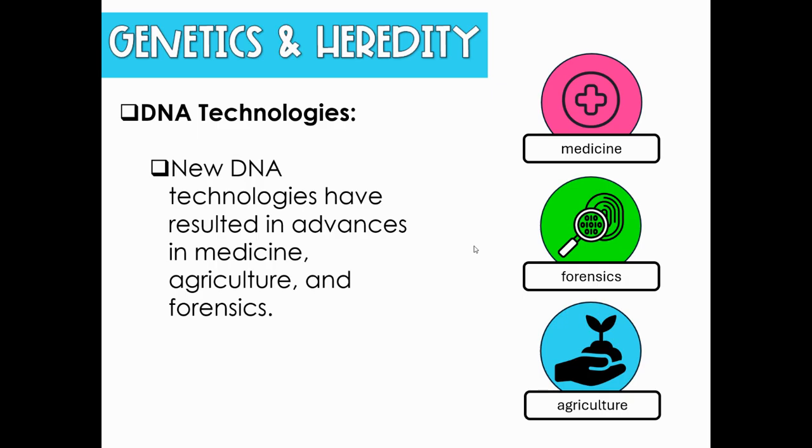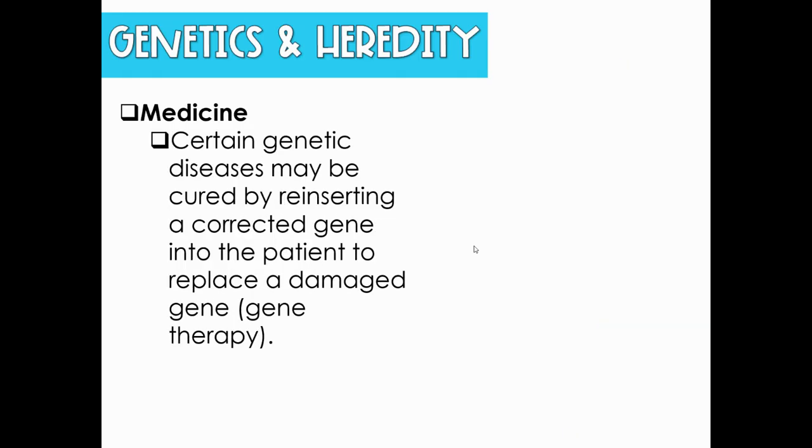Now, we have learned so much about DNA in the past 20, 30, 40 years. And so this information, the things that we know about DNA technology and the research that's been done, is being used in a lot of good ways. And so we've talked about some of these good things that what we know about DNA has allowed us to do. We have advancements in medicine and forensics and agriculture. So we're going to go through some examples that we discussed this year. Certain genetic diseases can be cured by reinserting a corrected gene into a patient to replace a damaged gene. We call this gene therapy.